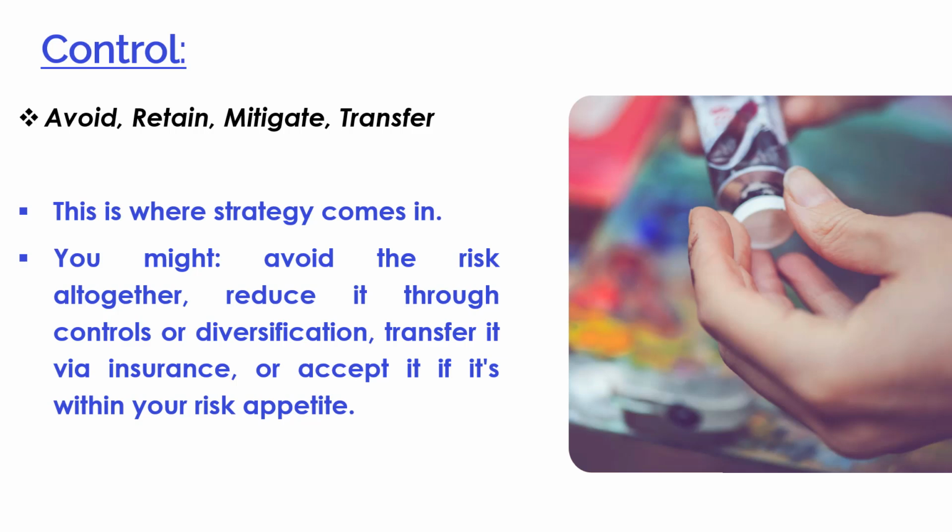The next part will be controlling, which can either avoid, retain, mitigate, or transfer, depending on your organization and what you specialize in. This will tie in with the company strategy, and you might seek to avoid the risk altogether or reduce it through controls or diversification. You can also transfer it via insurance or just accept it within your risk appetite. And in the next video, we will be defining these key risk terms, the risk appetites, risk statements, and all that. But here, for controlling, it's the same as managing.